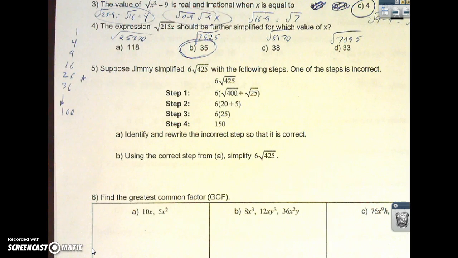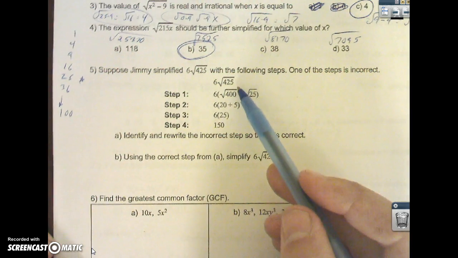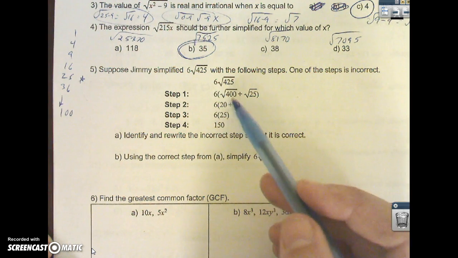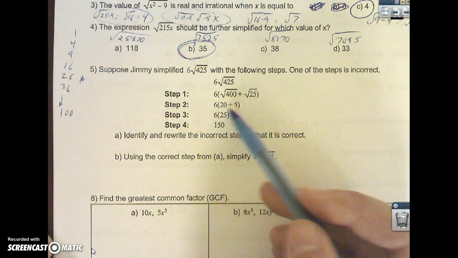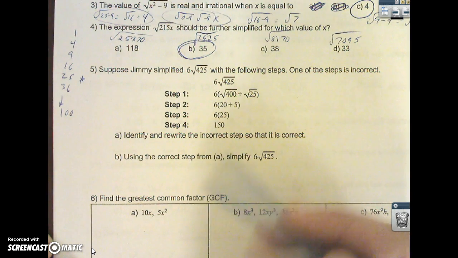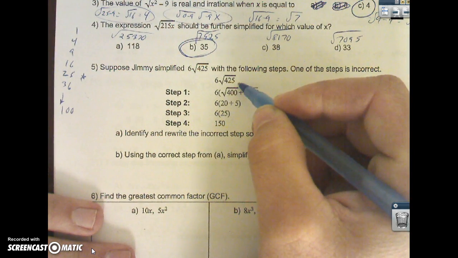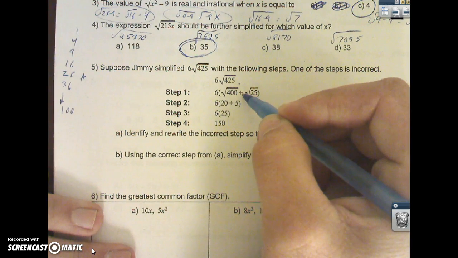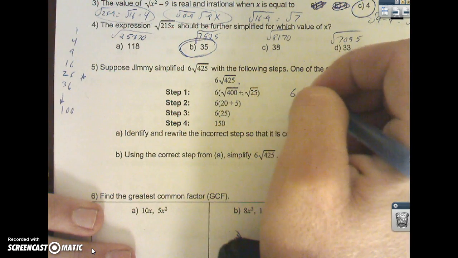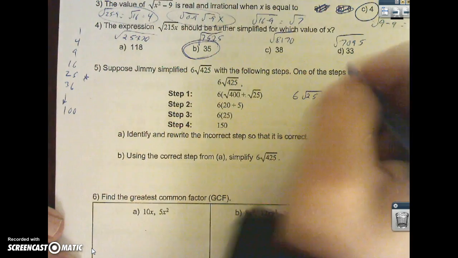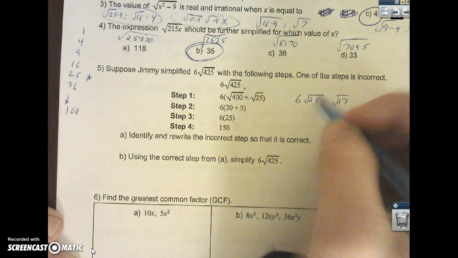Suppose Jimmy simplified 6 square root of 425 with the following steps. One of the steps is incorrect. So let's see what he did here. 6 root 425. He broke it up with a plus sign. 400 plus 25. Square root of 400 is 20. Square root of 25 is 5. 20 plus 5 is 25. Multiply it. There you go. Identify and rewrite the incorrect step so it's correct. When you break up square roots, you can only break them up with multiplication. So over here, this should become root 25 times root 17. This now becomes 5 root 17.